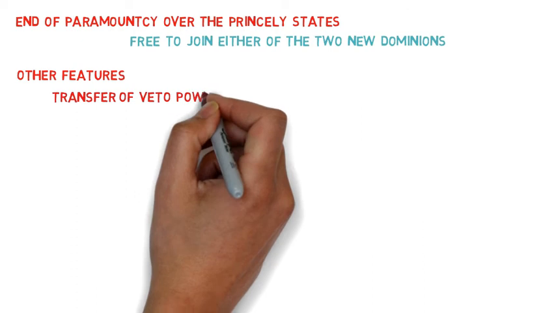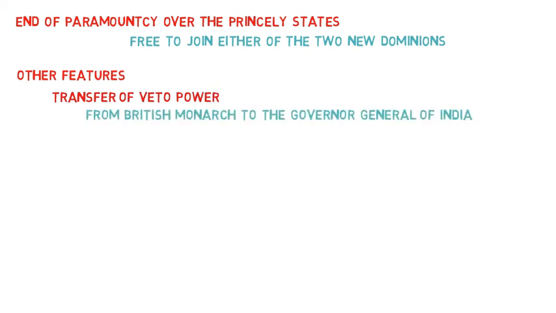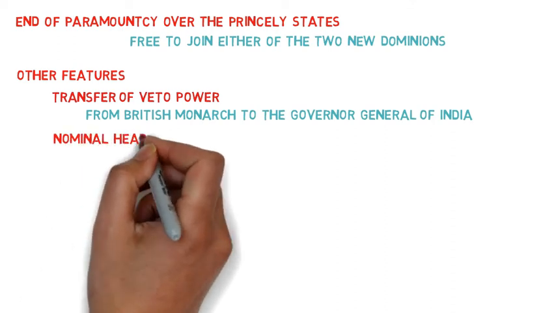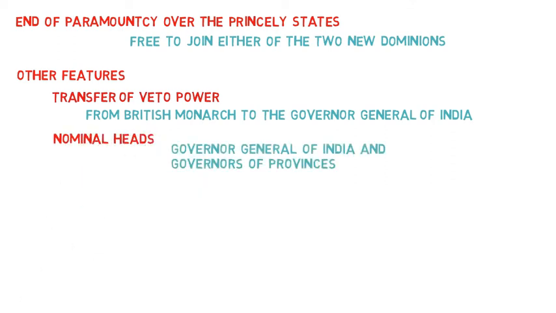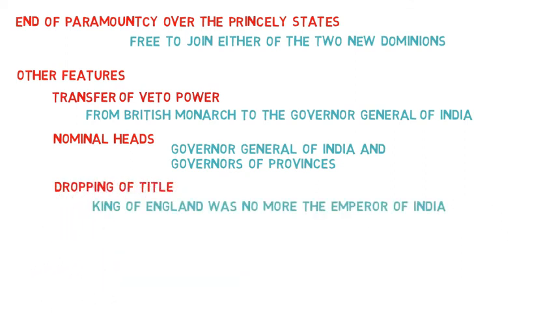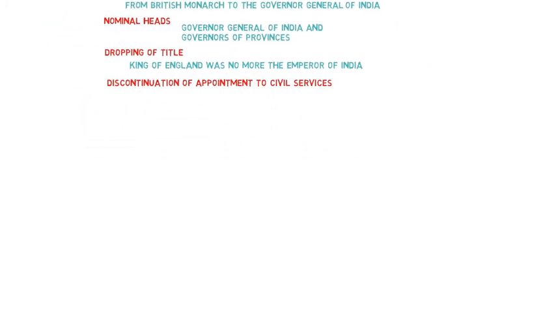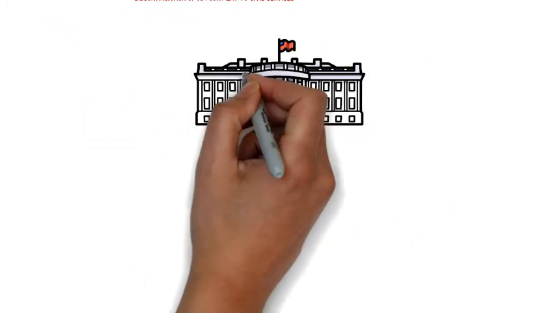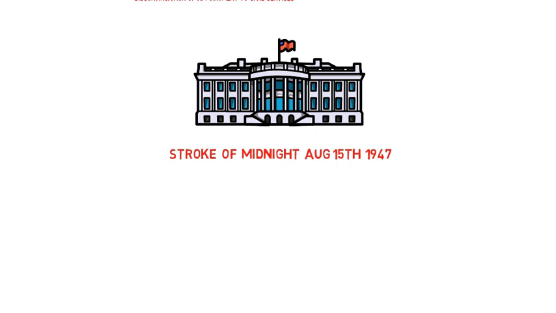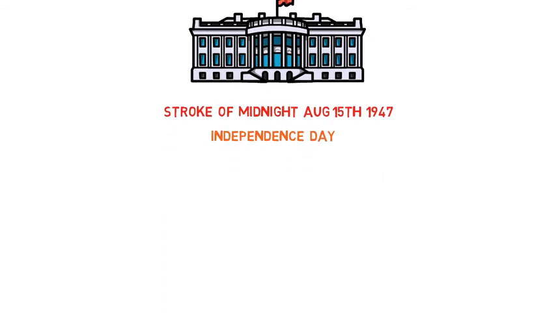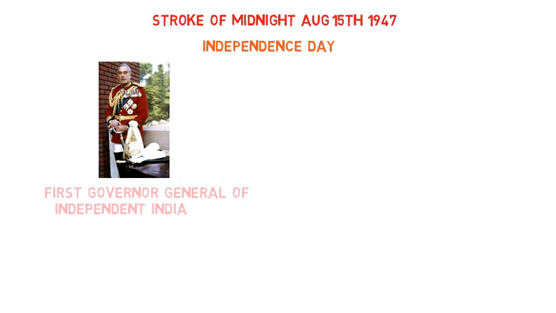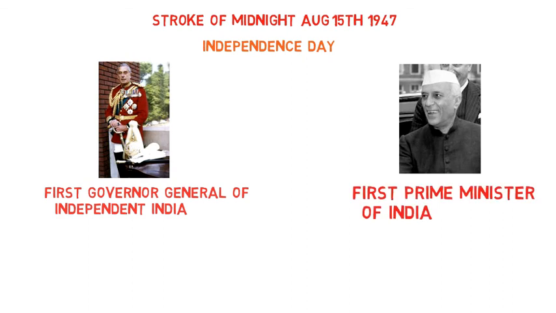Some other features included transfer of veto power over bills from the British monarch to the Governor-General, designation of Governor-General and governors of provinces as nominal heads of states, dropping of the title of Emperor of India from the royal titles of the King of England, and discontinuation of the appointment to civil services. With this Act coming into effect at the stroke of midnight of 15th of August 1947, the British rule in India came to an end, and India achieved its independence after a long fought struggle. Lord Mountbatten became the first Governor-General of India, and Jawaharlal Nehru became the first Prime Minister of India.